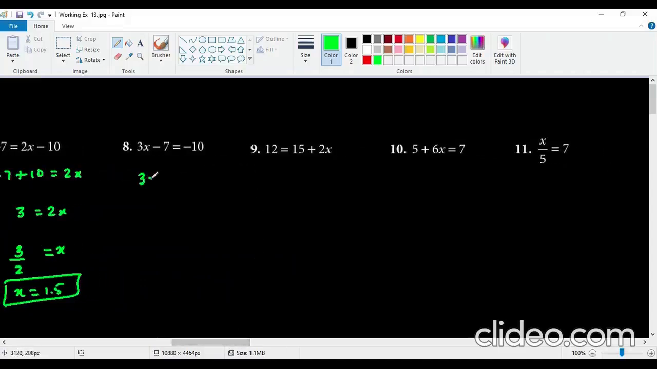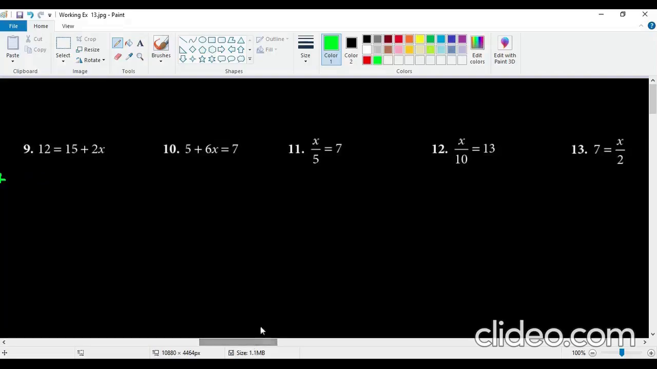Now in here, 3x equals minus 10 plus, minus 7 will go to the other side and become a plus 7, and 3x equals minus 3. That means x is equal to negative 3 divided by 3, which is going to give us a negative 1.